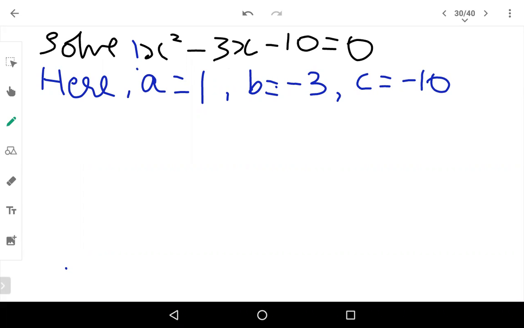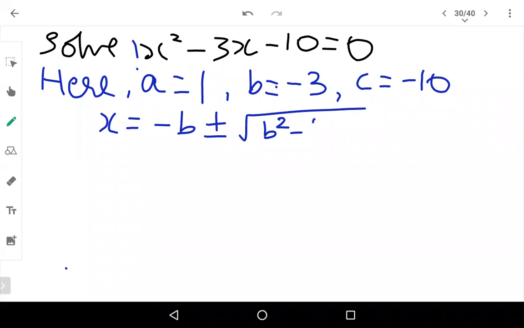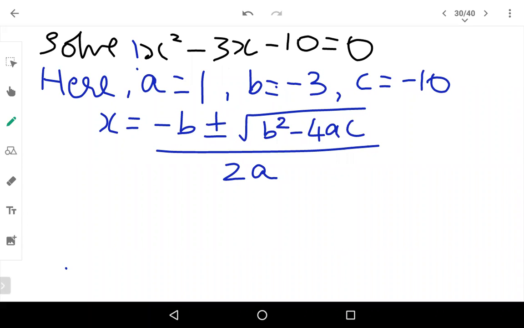Now, write down the formula. So, what will the formula be? x is equal to minus b plus or minus square root of b square minus 4ac, whole divided by 2a. Okay, so this is the formula. If you write the formula once like this, that is enough. Now let us apply all the numbers.